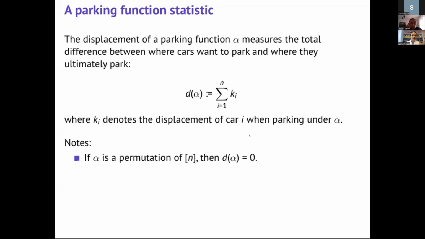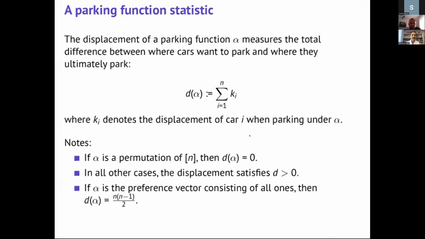So for example, if it happens that alpha is a permutation, well, then there's no displacement. Every single car gets exactly what they want. Now, in all other cases, there is some displacement that occurs. So D will be positive. And in fact, if you have that alpha is just the preference list where every single car prefers the first parking spot, then of course you take the sum from 1 to n and you get n times n minus 1 over 2 as the displacement.